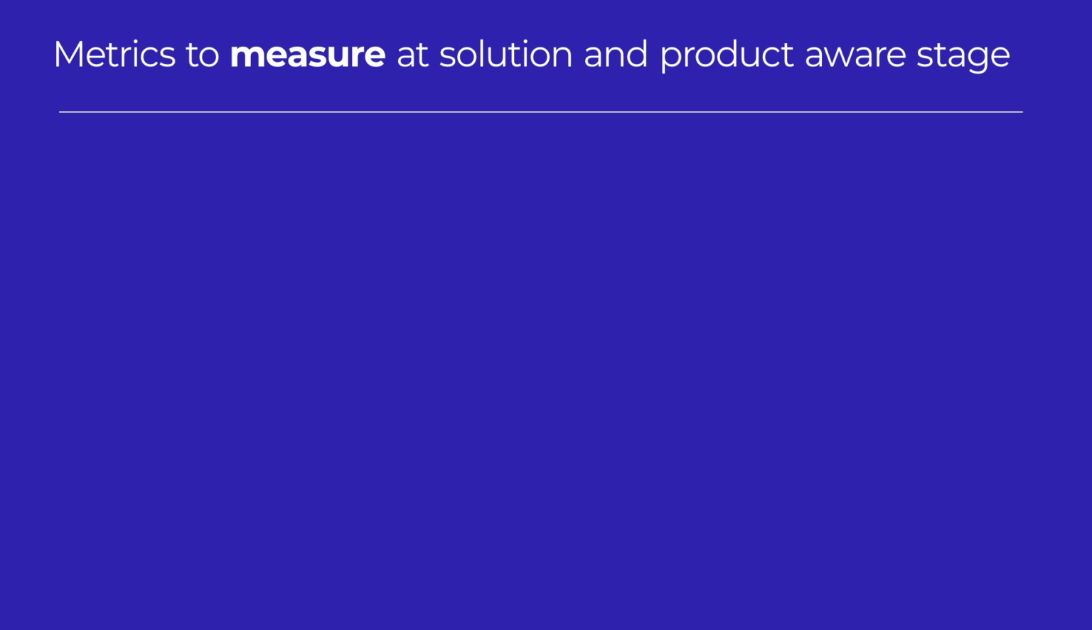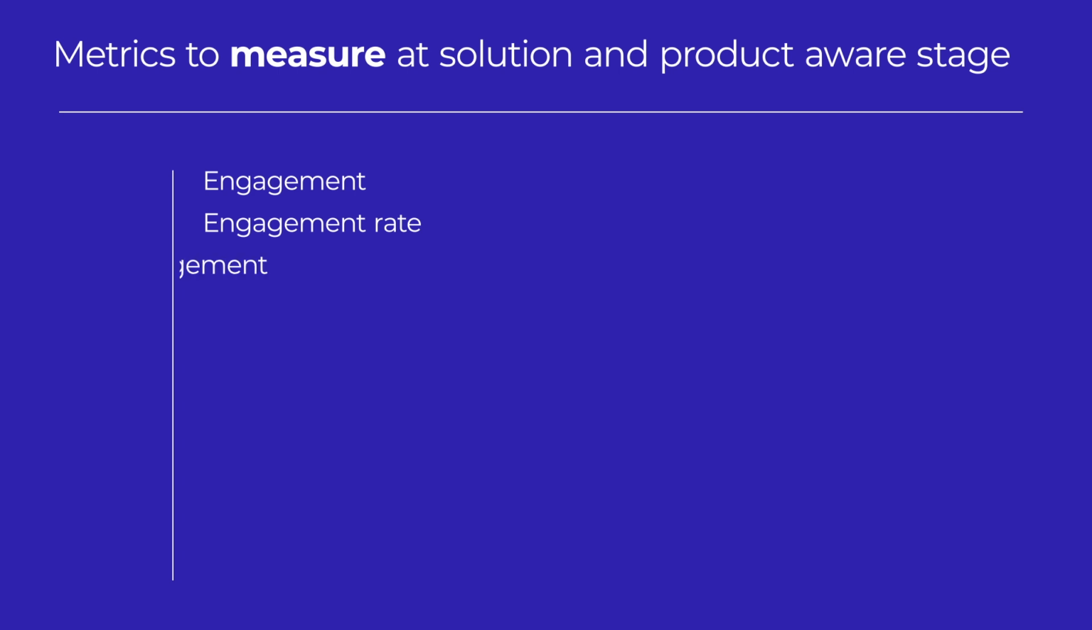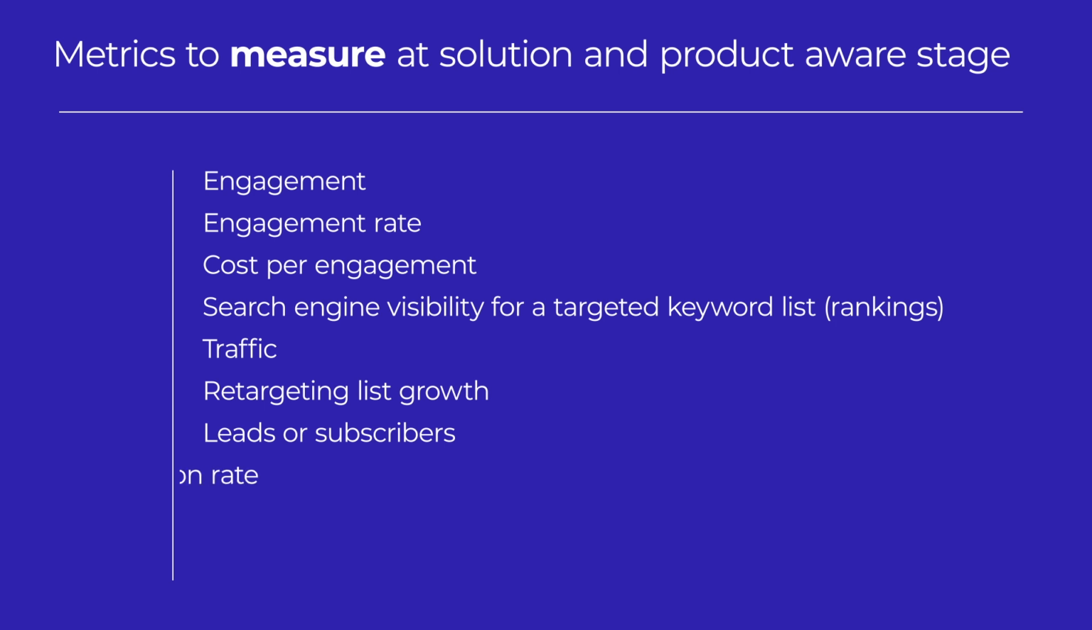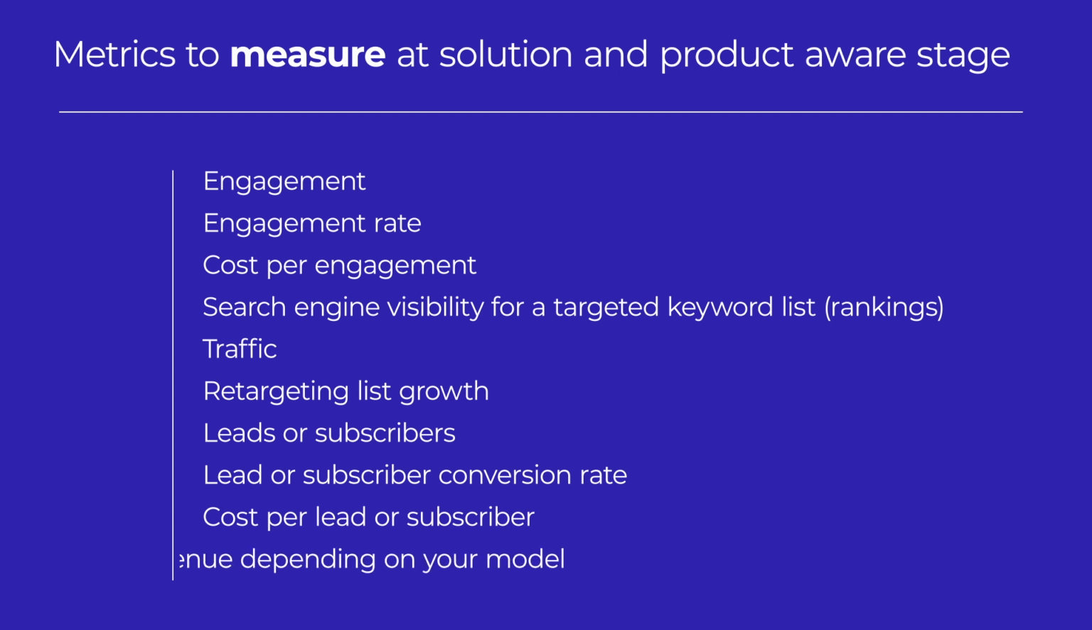So remember, no target market is the same, and even at the solution and product aware stages, you might still have a significant amount of work to do to keep the audience engaged and slowly nurture them towards a decision. So what metrics should we measure at the solution and product aware stages? Think things like engagement rate, cost per engagement, search engine visibility, perhaps for a defined keyword list, traffic, retargeting list growth, leads or subscribers, lead or subscriber conversion rate, cost per lead or subscriber, potentially sales and revenue depending on your model.